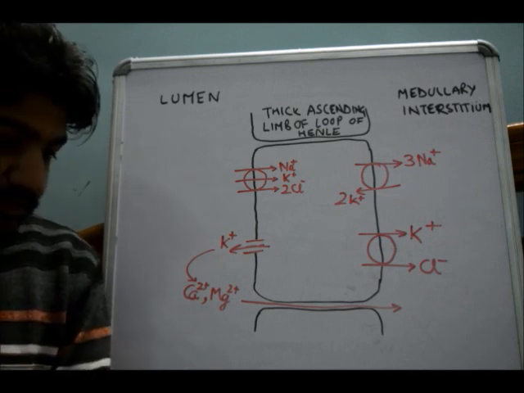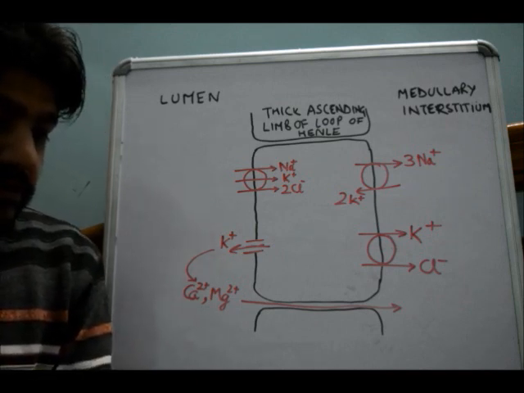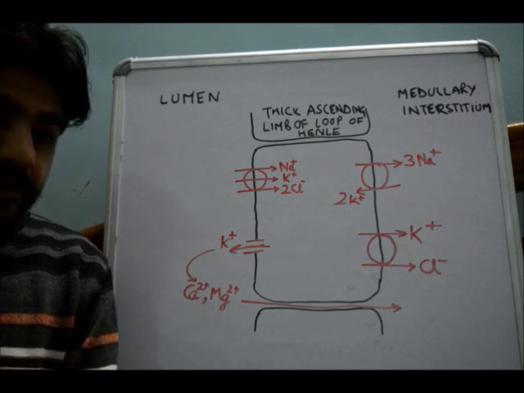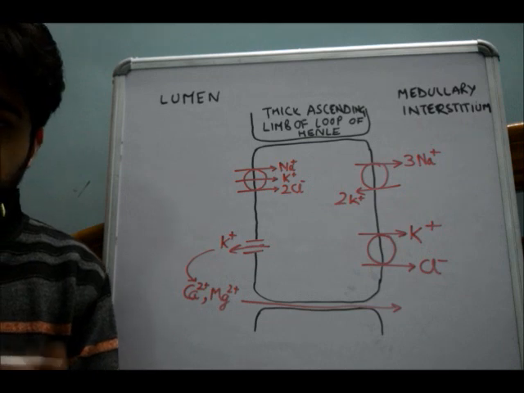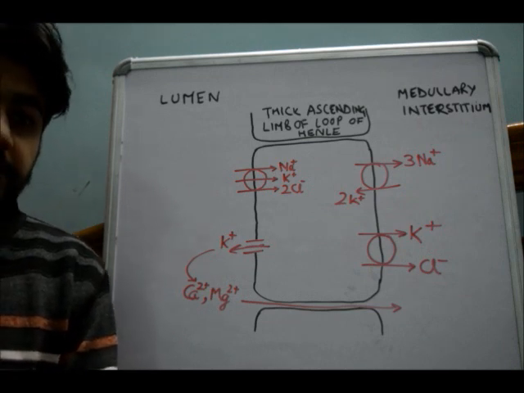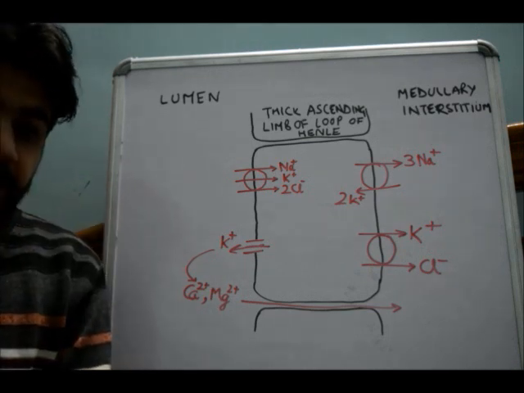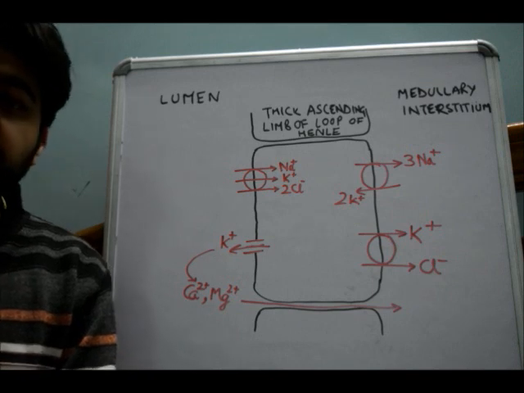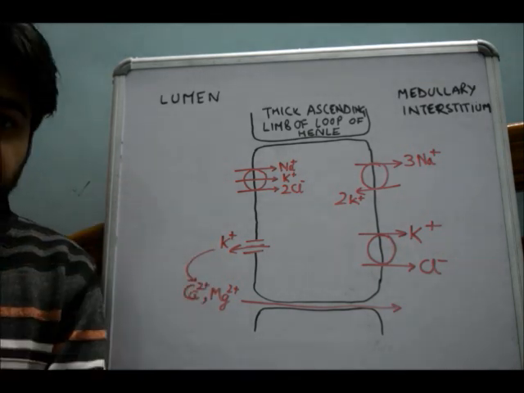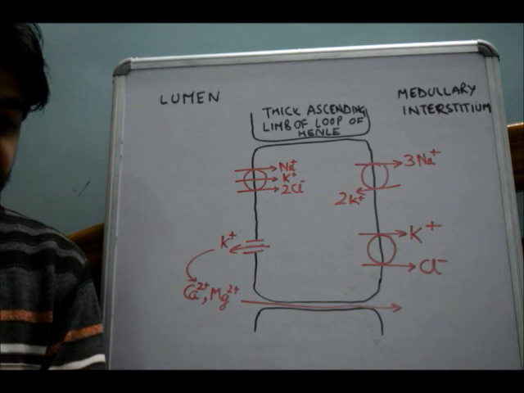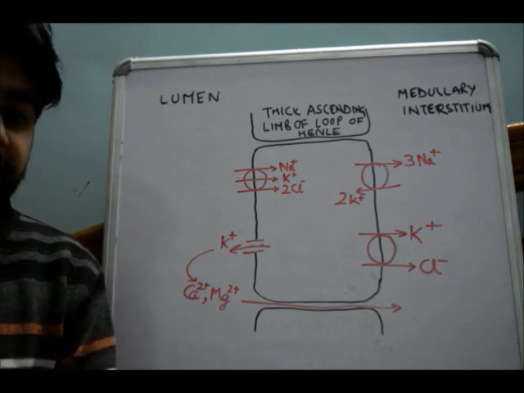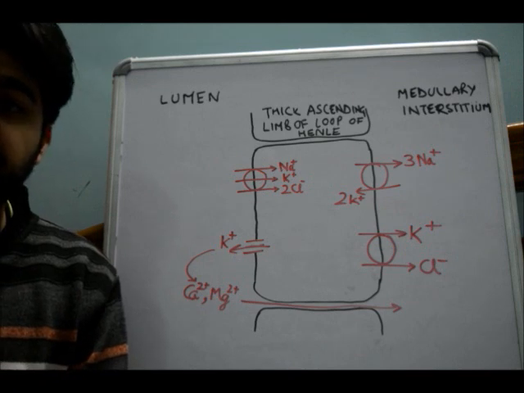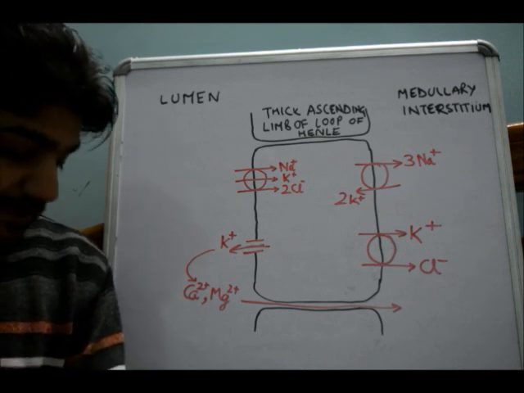As I have told you in a previous video, the loop of Henle has three parts. One is a thin descending segment which goes down into the medulla, then it takes a U-turn, and then it returns back into the cortex, first as the thin ascending limb of loop of Henle, and then it converts into the thick ascending limb of loop of Henle.